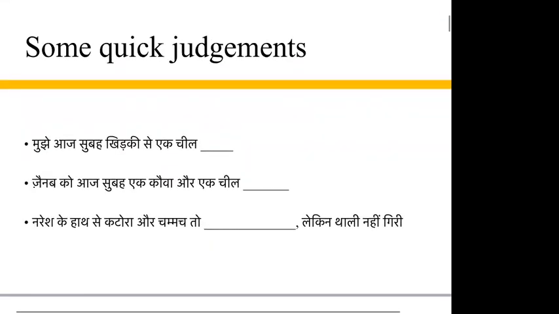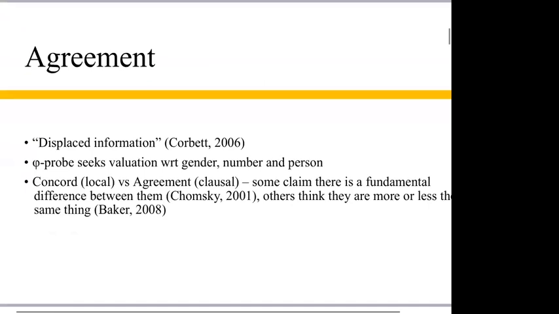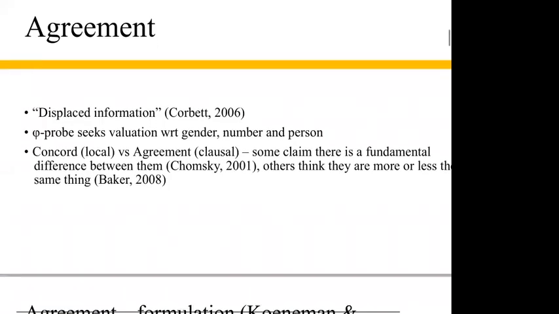Okay, so now my topic is closest conjunct agreement. What exactly is agreement? Agreement is basically one thing whose information gets carried onto a different thing. The verb girna itself doesn't have anything. The value it's getting is from the nouns before that. The valuation of the nouns takes place with respect to gender, number, and person. If I'd said main jaungi, and things like that, these are the three ways in which agreement takes place.